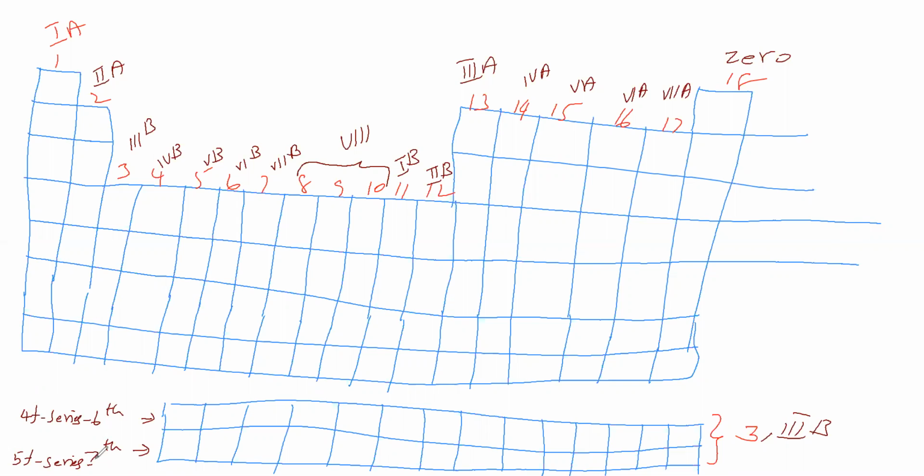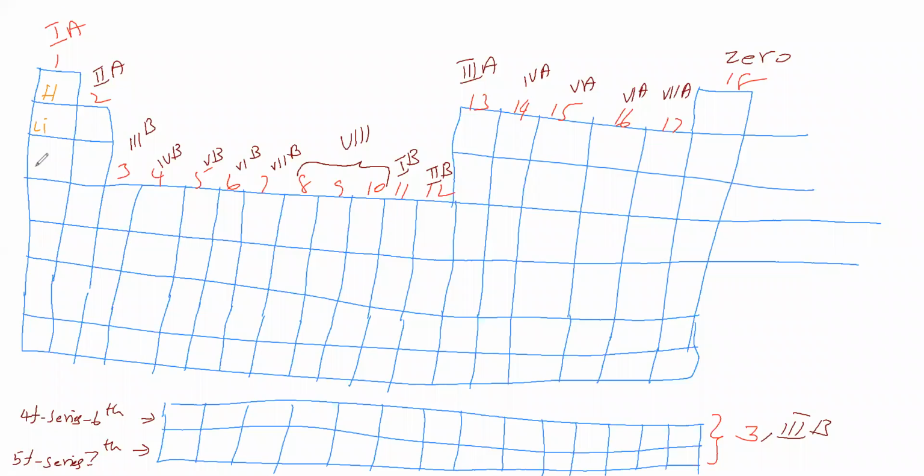Now, how to say the atomic number? If the name of the element is given, how do we say the atomic number? For that we should know the names of the elements. We should know them, so we will write the names of the elements here.